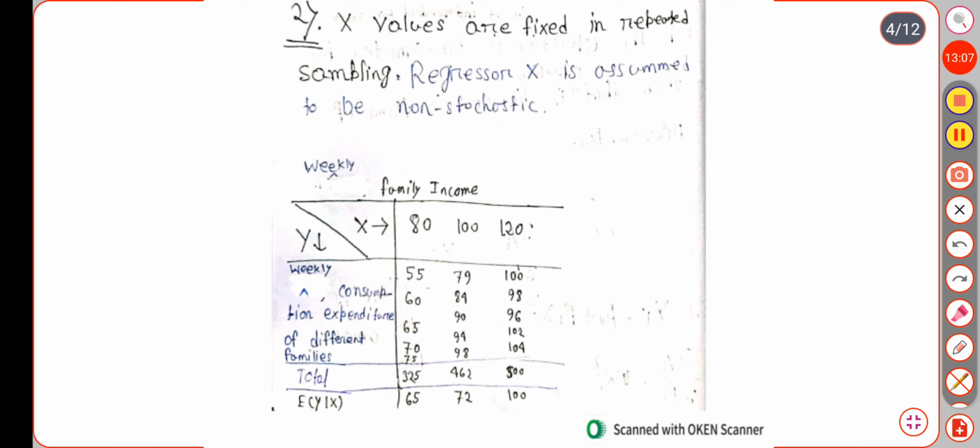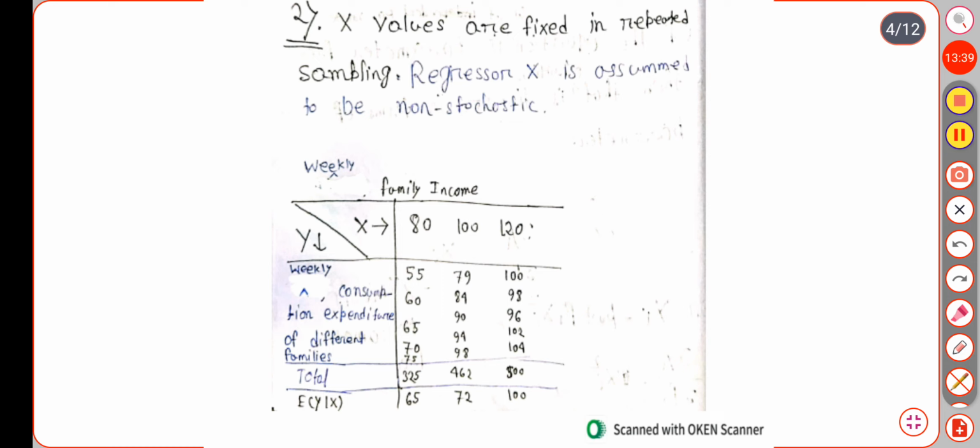Repeated sampling means the x value is not always fixed. Family income is fixed, that is 80 is fixed, but only for those 5 samples, or only for those 5 y values. Again, 100 is the x value which is fixed, but only for the next 5 y values. So we are saying here that x values are fixed in repeated sampling.